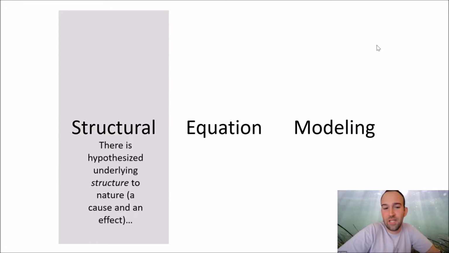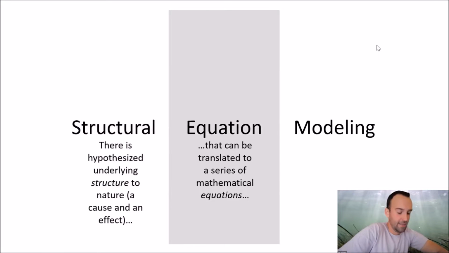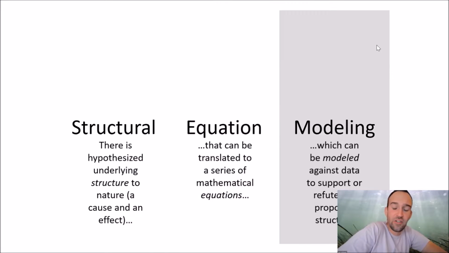So structural implies that there's some underlying structure to nature, a cause and effect. We are just observers, but there are processes out there operating in nature that we are trying to measure. And we think we know how they're related. So we can, again, put together this hypothesized network that reflects our understanding of what we believe that structure to look like. Then we can translate these paths, if you will, into separate equations that we can then fit to data to support or refute the proposed structure.